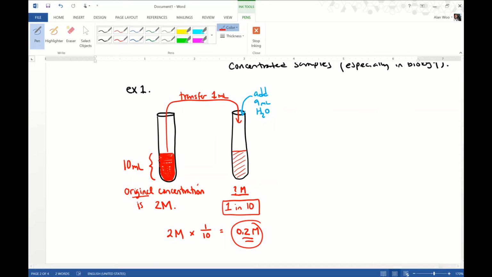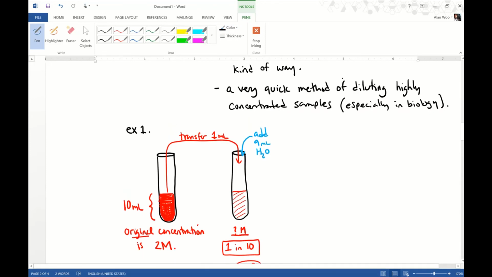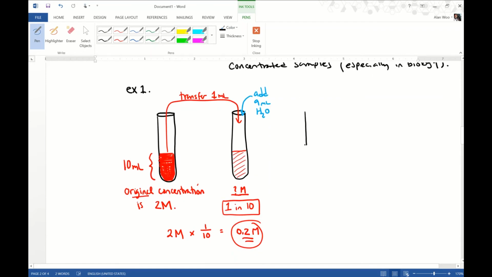Okay, so I said that this was a systematic process because if I wanted to make it even more dilute, I simply take another test tube. Okay, but this time, instead of taking 1 mil from the concentrate, I take 1 mil from my second test tube. So I'm going to transfer 1 mil from this second test tube. Okay, so 1 mil of the 0.20 molarity, and I'm going to add, again, 9 mils of water.